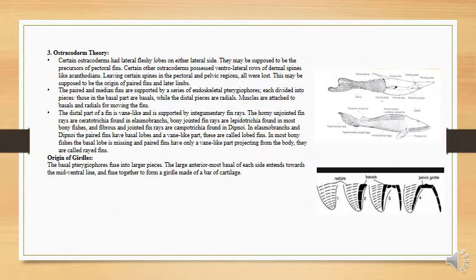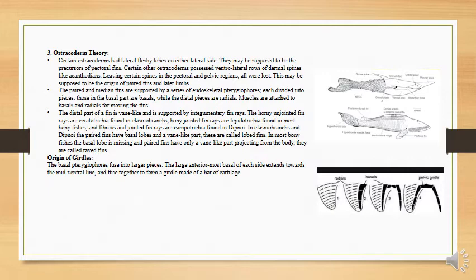The paired and median fins are supported by a series of endoskeletal pterygophores, each divided into pieces. Those in the basal part are basals, while the distal pieces are radials. Muscles are attached to the basals and radials for moving the fins. The distal part of the fin is vane-like and is supported by integumentary fin rays.